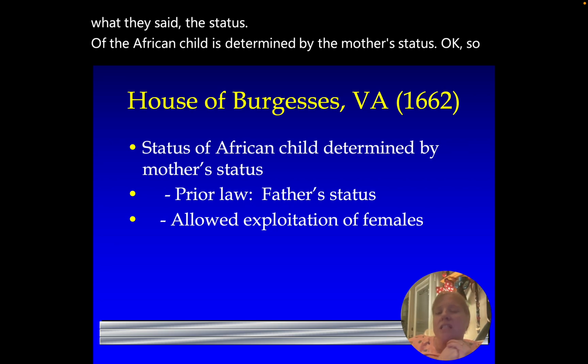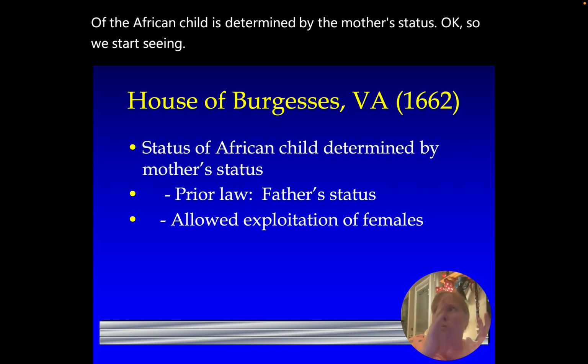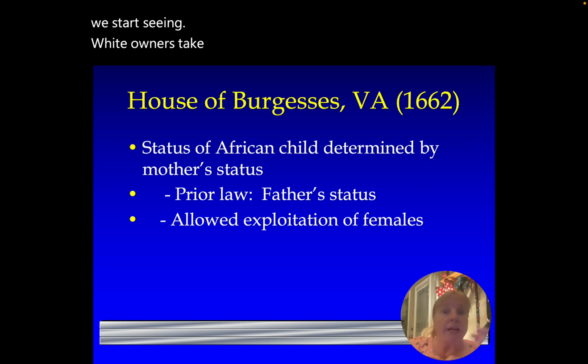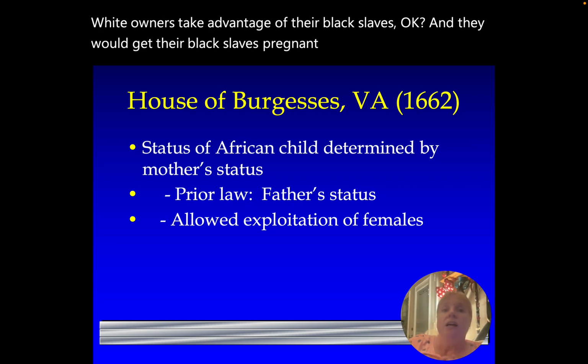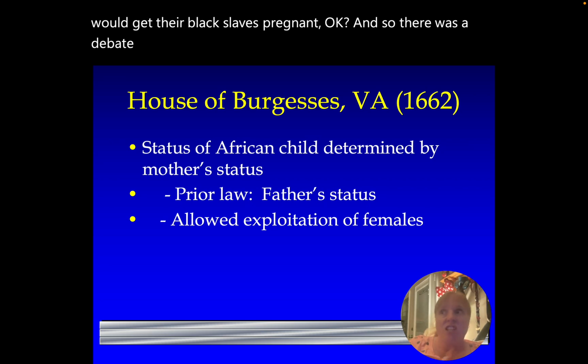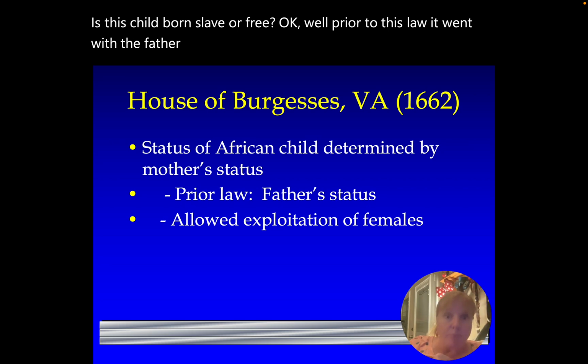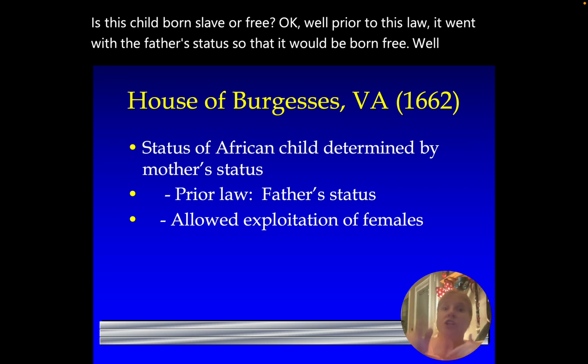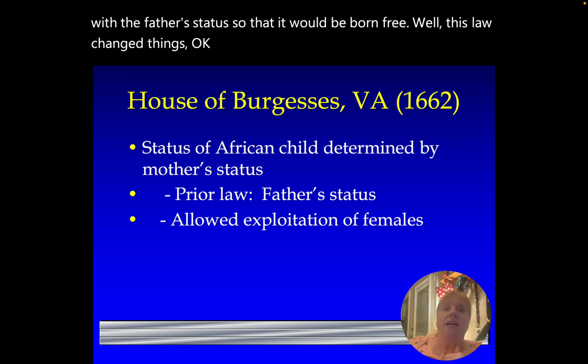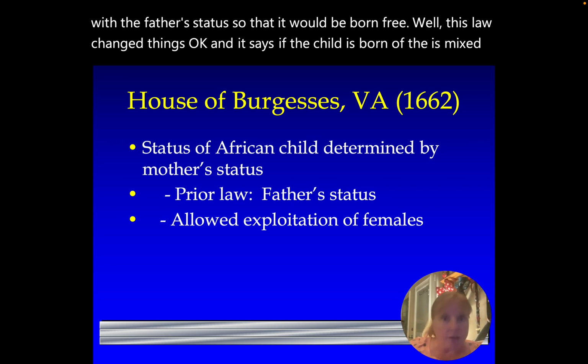So we start seeing white owners take advantage of their black slaves, okay? And they would get their black slaves pregnant, okay? And so there was a debate because the father's white and the mother's not. Is this child born slave or free? Okay? Well, prior to this law, it went with the father's status, so that it would be born free. Well, this law changed things, okay? And it says if the child is born mixed, it goes with the mother's status, okay?